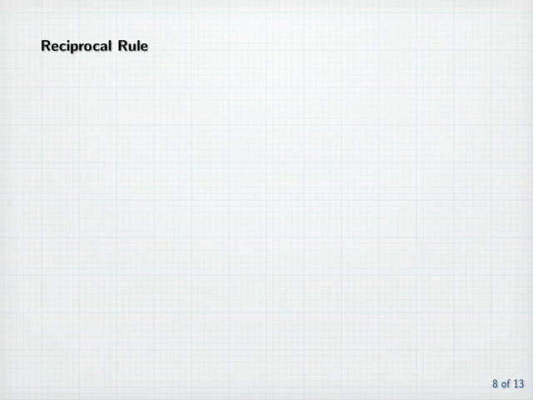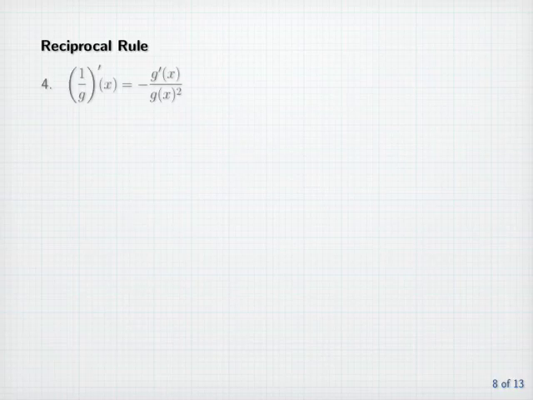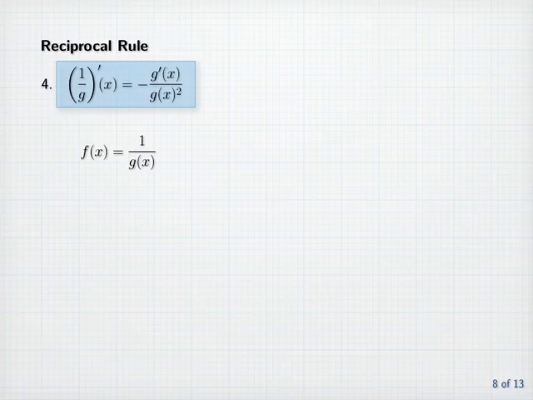The reciprocal rule. The derivative of 1 over g is minus g prime divided by g squared. Let's look at a quick derivation of this result. Let f of x equal 1 over g of x. We'd like to find f prime of x.